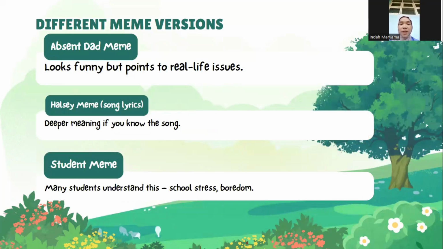So these are different meme versions. Memes can change depending on the picture or words used. Each version brings a slightly new meaning. The first is the Absent meme, which uses dark humor, looks silly but actually hints at deep issues like family trauma. And then the Halsey meme or song lyric. Only fans of the artist will understand the emotional meaning, which shows how shared knowledge matters. And then the last is the student meme. It shows school stress with a funny twist, and students laugh because they feel it. These examples show how memes carry layers of meaning based on context. Next slide, please.